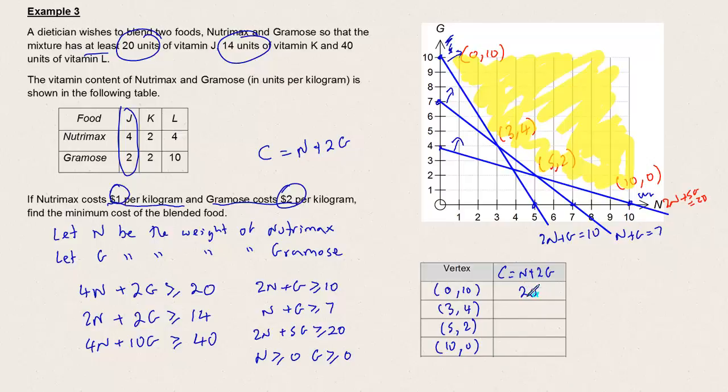So that's $20, $11, $9, and $10. And so the minimum is just here. So our minimum cost is $9. And for that we use 5 kilograms of Nutrimax and 2 kilograms of the Grammos.